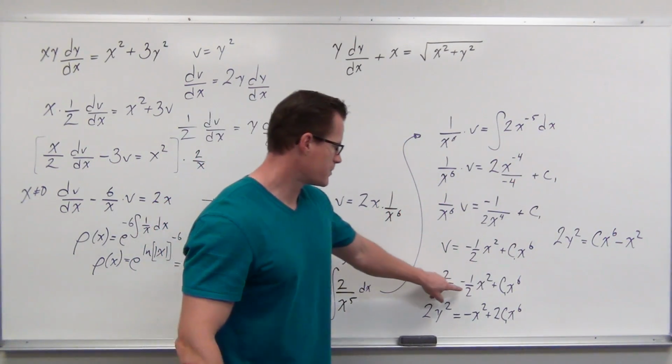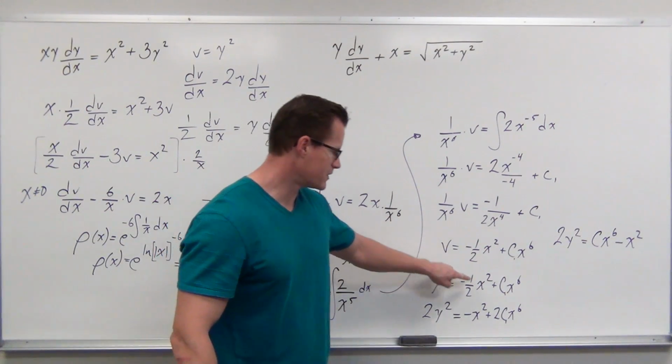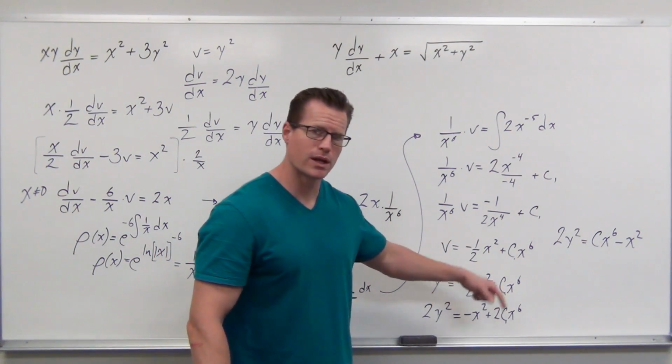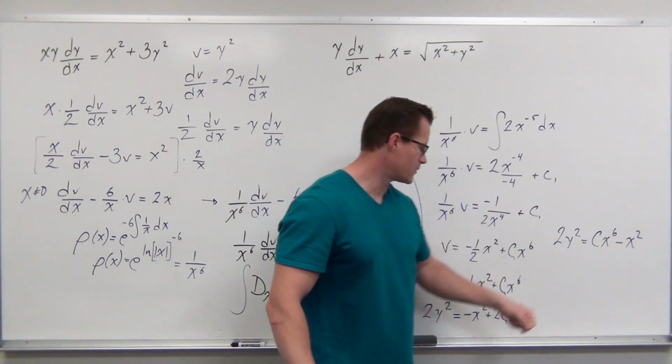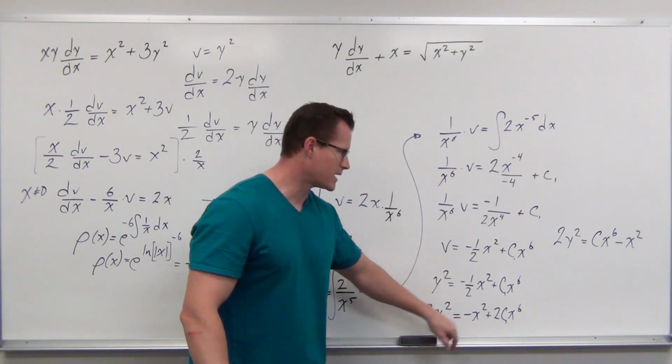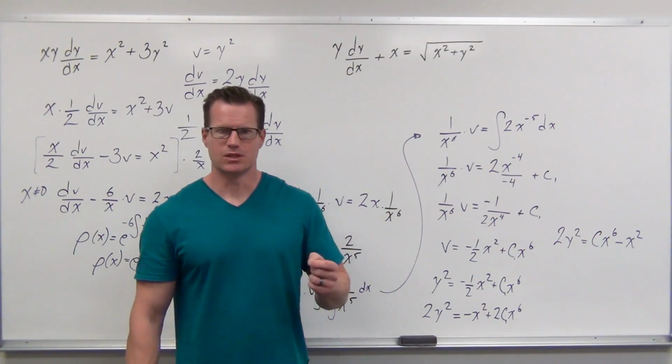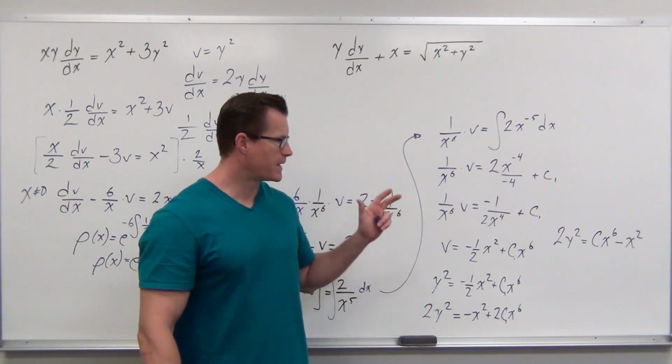That looks a little bit nicer. So multiplying by 2, we get the 2y squared. We still have a negative x squared and a 2c sub 1. Call that c, and then we have cx to the 6th minus x squared. And that's how this could look. So just letting you know that's possible.